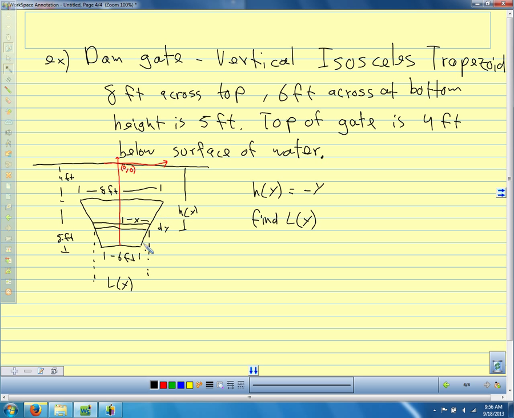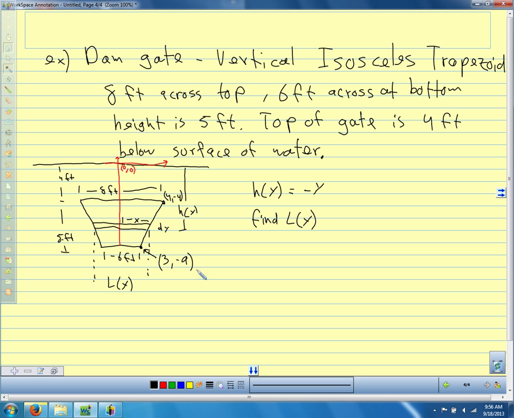What are the sides of the trapezoid? What kind of shape? They're lines. Do we know something about the coordinates of these points based on our coordinate system? What would the coordinate of this point be? 4, negative 4. What would the coordinate of this point be? This is 6 feet wide, so it would be 3. And how far below the surface are we? Negative 9. Are we right? Yeah. 4 and 5, yes. Negative 9. All right, what can we do with those two points?